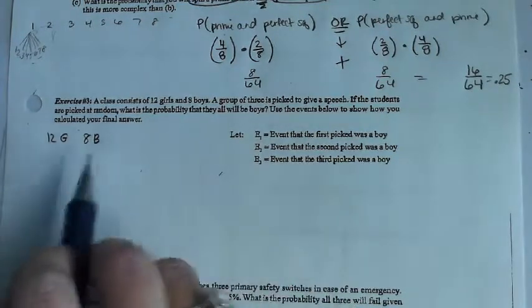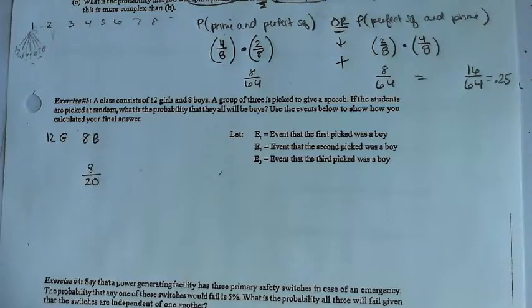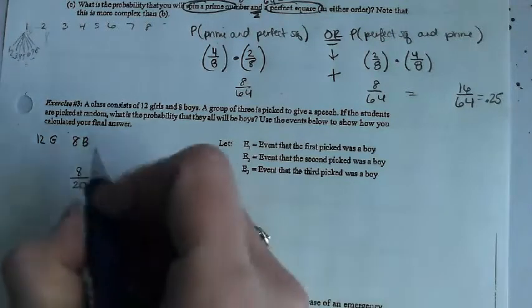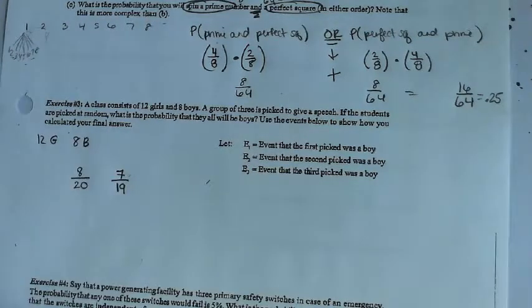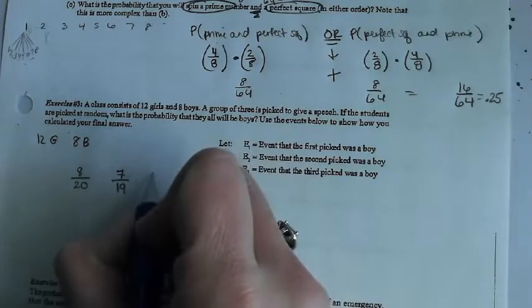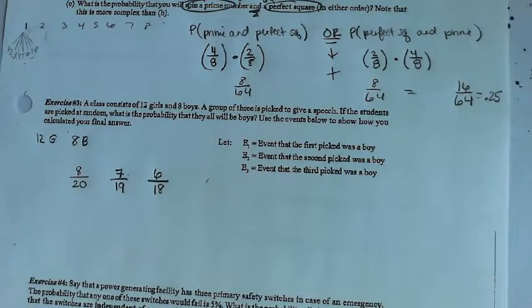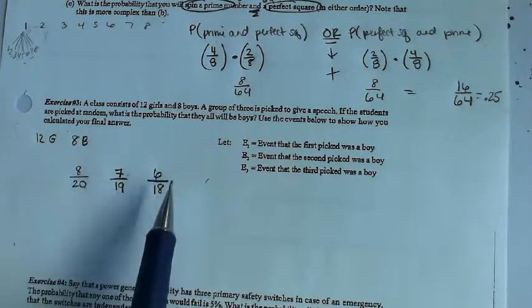Still 3 events. On the first event, you definitely have an 8 out of 20 chance of picking a boy. Now, my second event is going to be an entirely different probability of picking a boy. Because now there's only how many boys left? 7 out of 19 kids. And then on my third draw, I only have 6 boys left out of 18 kids. So these events are not independent, but we are addressing that by the fact that we keep lessening the denominator by 1 and lessening the number of boys by 1.